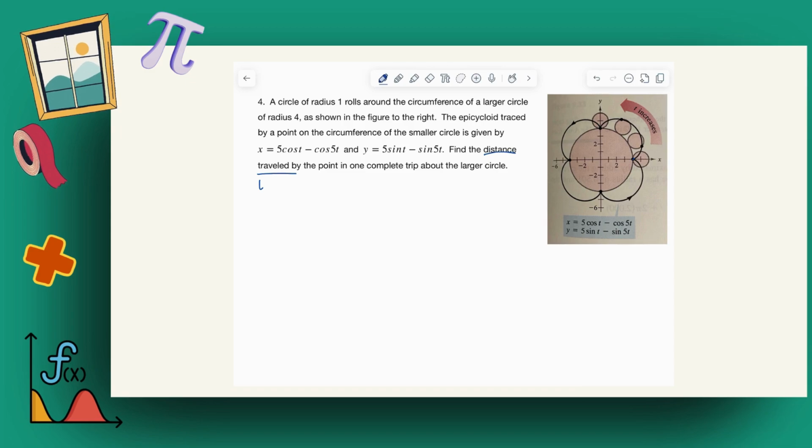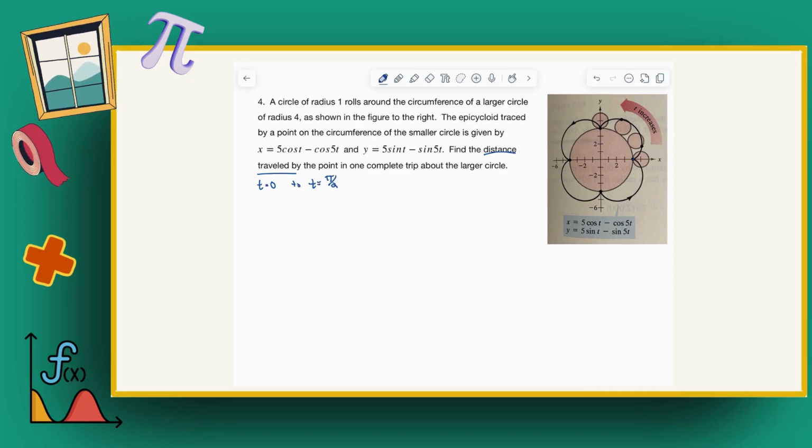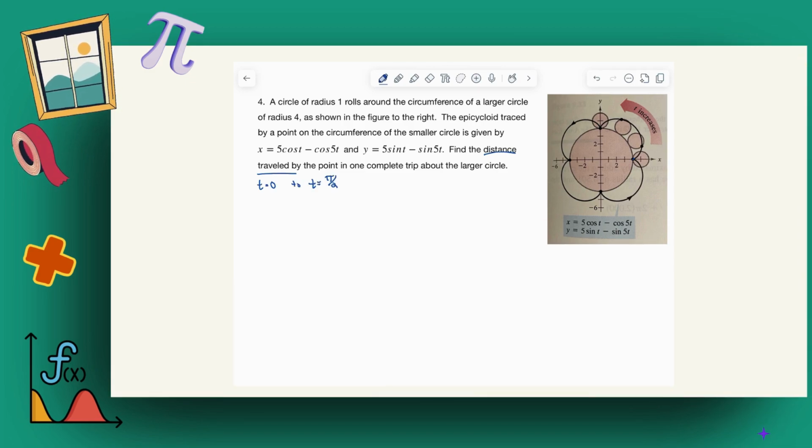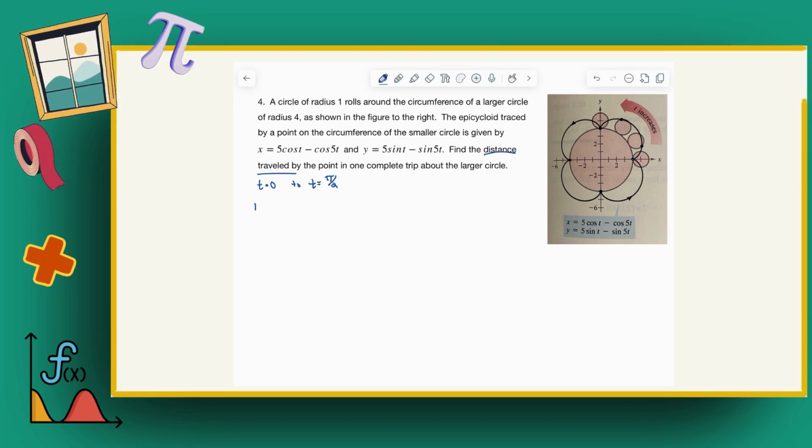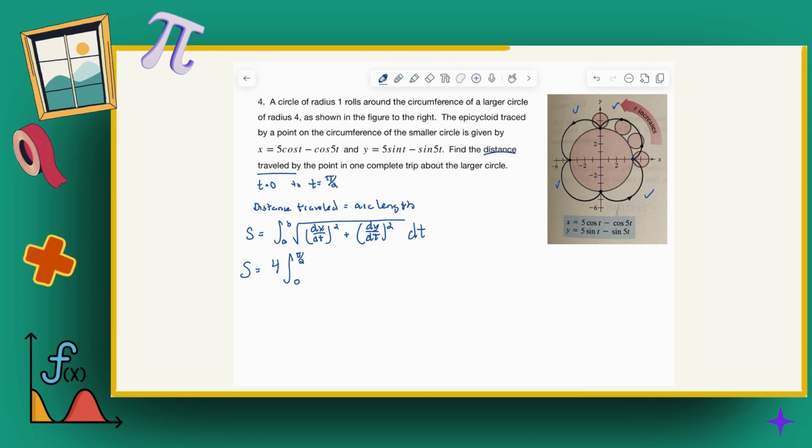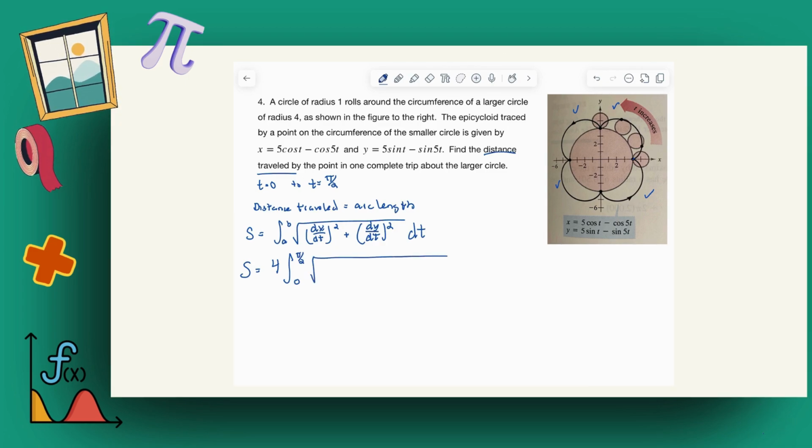Our distance traveled is equal to our arc length, and I'm going to use our arc length formula of the integral from a to b of the square root of our derivative of x with respect to t squared plus our derivative of y with respect to t squared dt. So I want to multiply this by 4 for each quadrant.